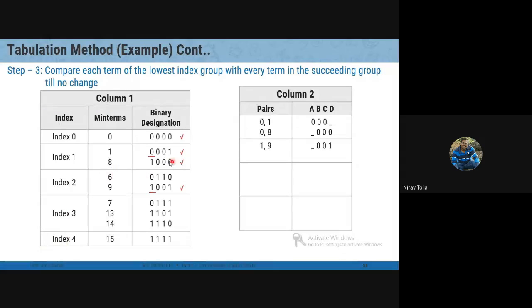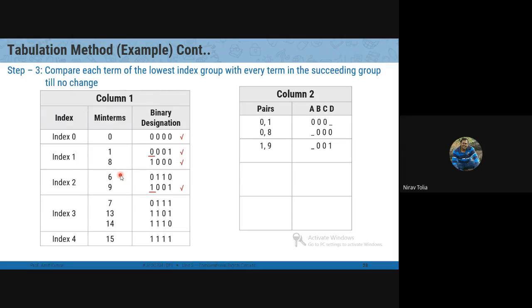Eight with a 6 and 9. So these two you can see, A is changing from 1 to 0, B is changing from 0 to 1, C is changing from 0 to 1. So again there are 3 bits changing. So the pair of 8 and 6 is not possible.